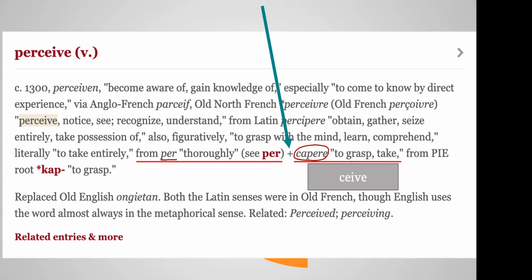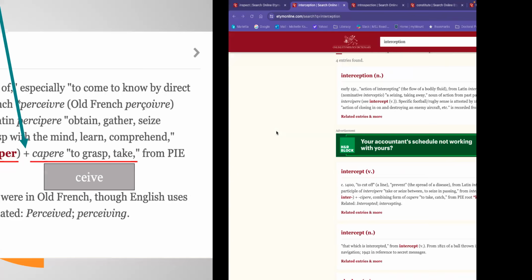Now, fun fact, that particular base, ceive, is what we call a twin base, and its other version is cept. Practice my writing with my mouse here on the screen. There we go. So ceive and cept, we know, are twin bases. They both have the same meaning. And once again, I can go to Etymonline to see that and learn a little bit more.